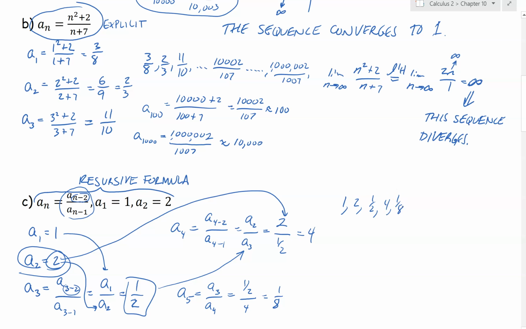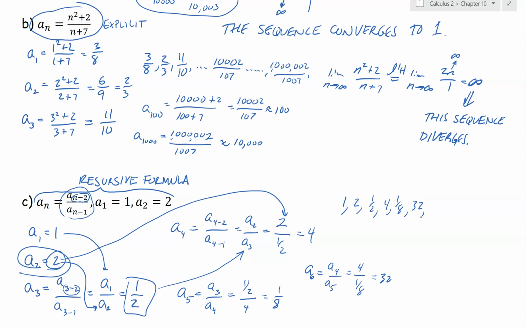Let's generate one more term. A sub 6 is going to be A sub 4 over A sub 5. So A sub 4 we calculated already, it was 4, and A sub 5 we calculated is 1/8, so that is 32. So now we know 32 is the next number in our sequence. And this sequence is going to continue going forever.